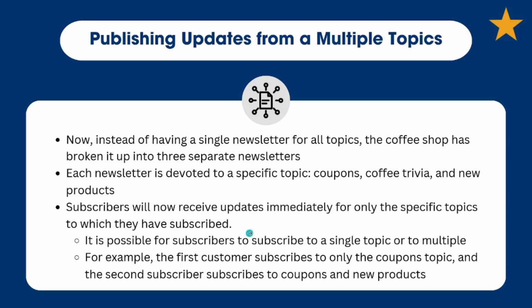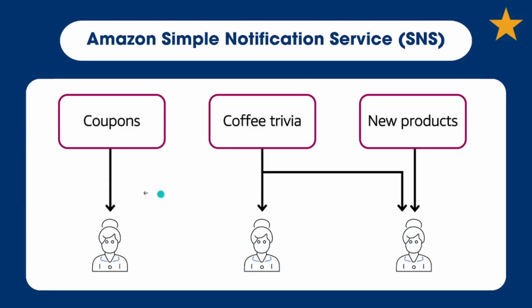So maybe a customer subscribes only to the coupons topic, so they're only going to get coupons information. And the second subscriber subscribes to coupons and new products, so they're going to get two different topics. This is what that would look like. For example, trivia and new products going to customer 3, and then trivia just going to customer 2. They're only getting trivia, I should say, and then customer 1 just getting coupons.